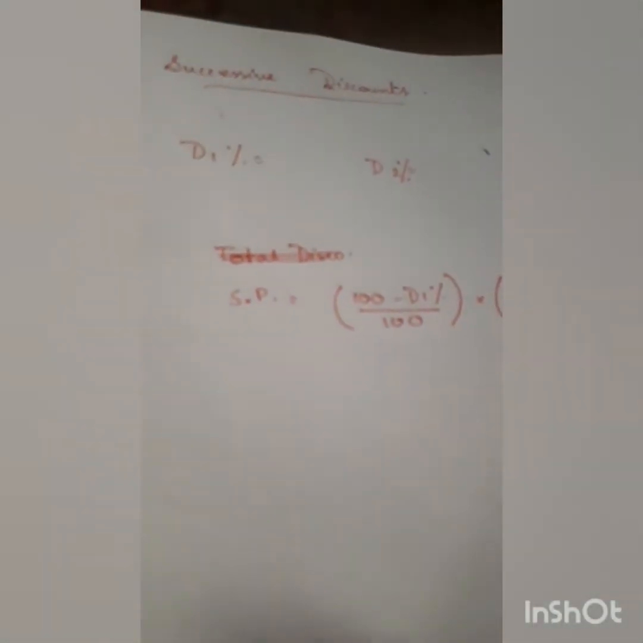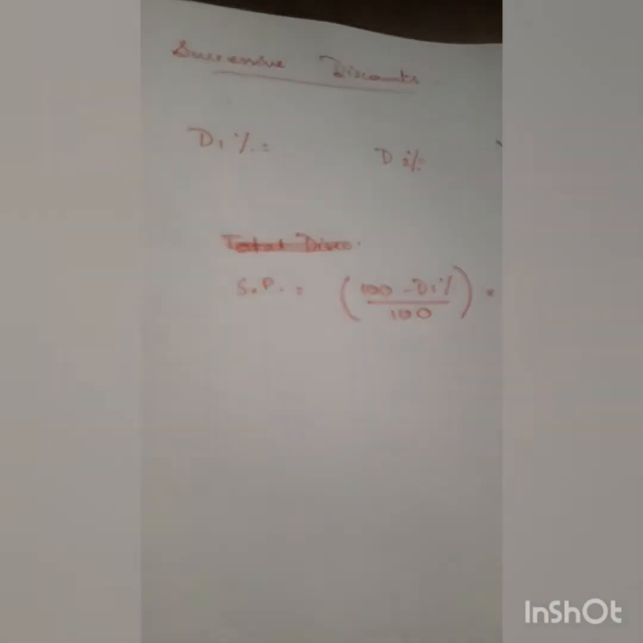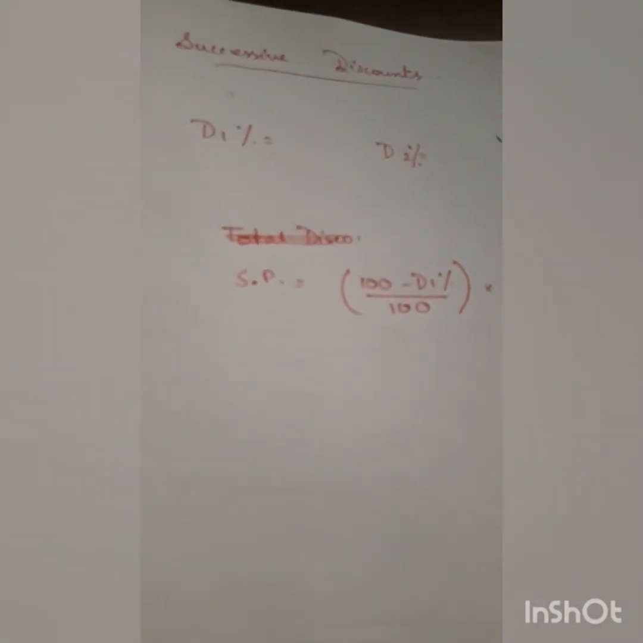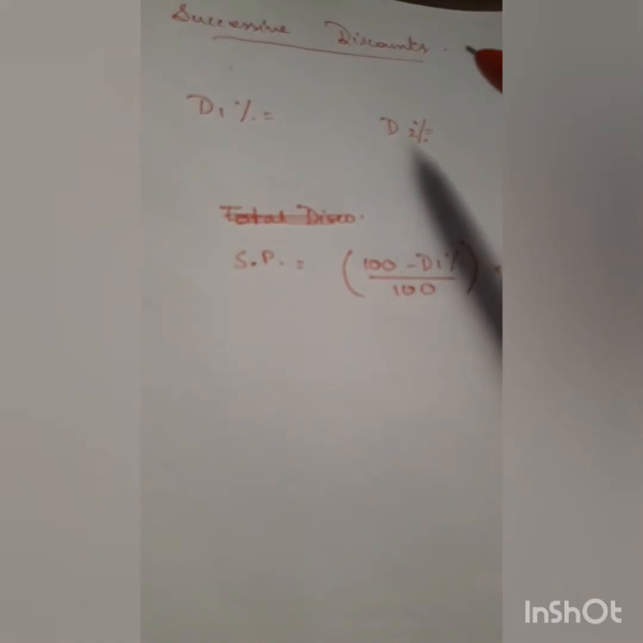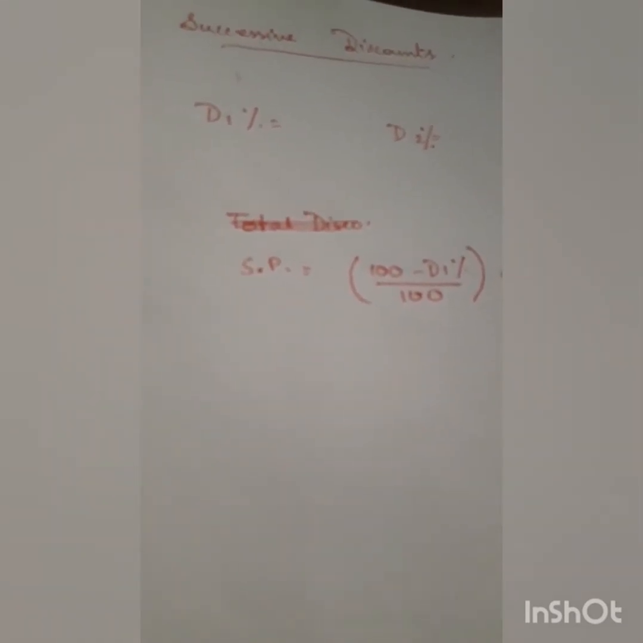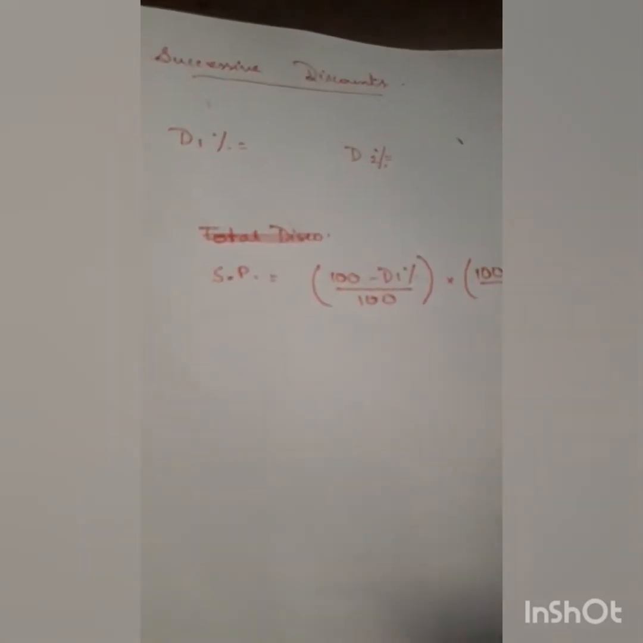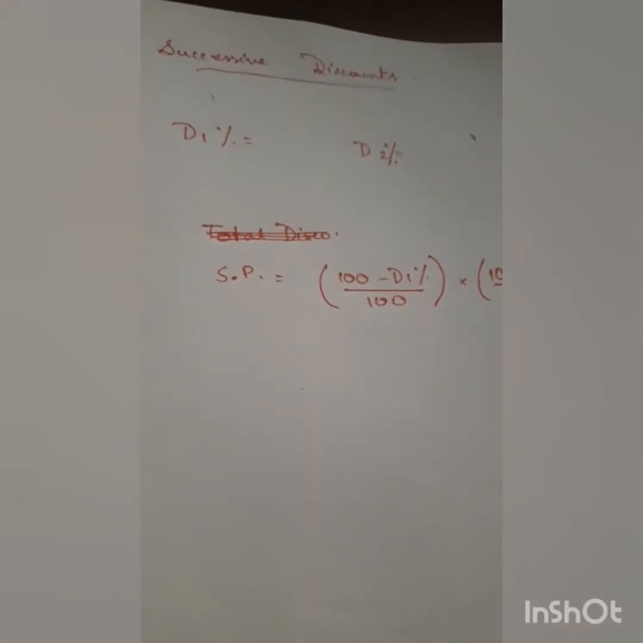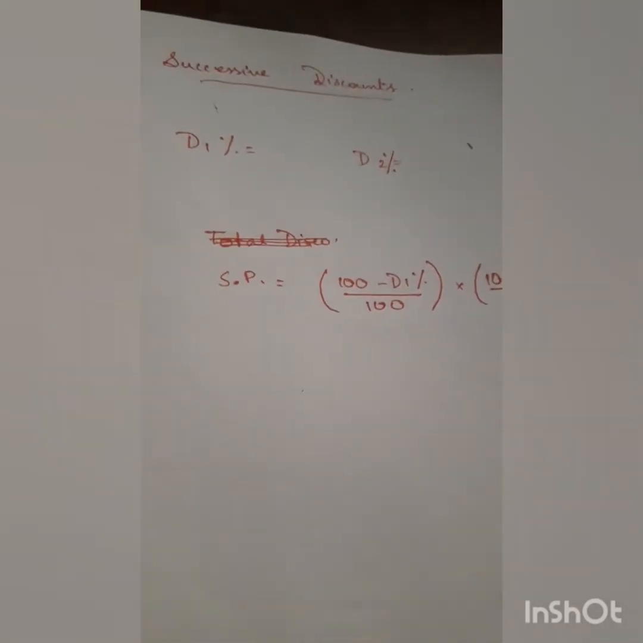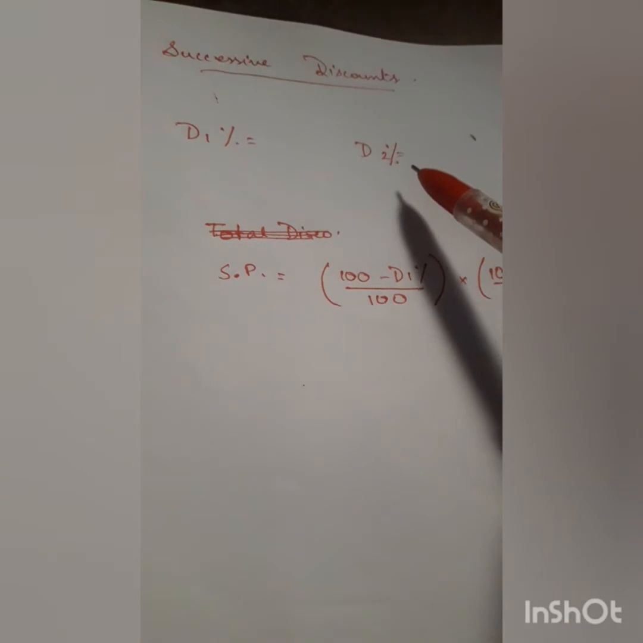Today we are going to learn about successive discounts. Now what is the meaning of the term successive? Successive means one after the other. Alright, one after the other. Now what happens in some shops, because of stock clearance, the shopkeeper gives a discount. Alright. Now along with that, in some special items there is an additional discount.